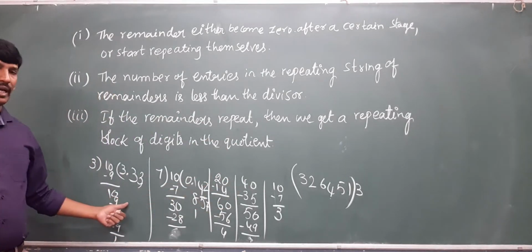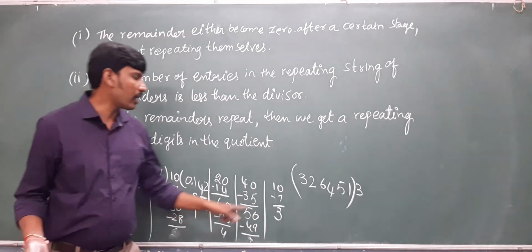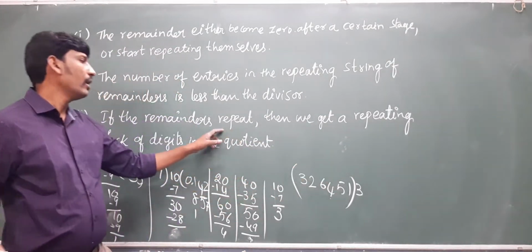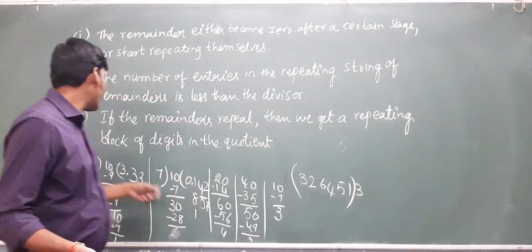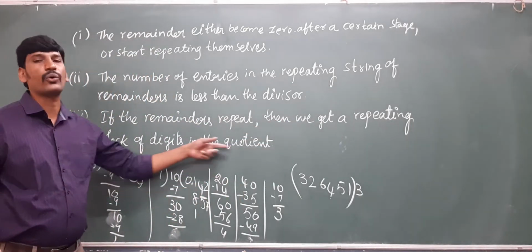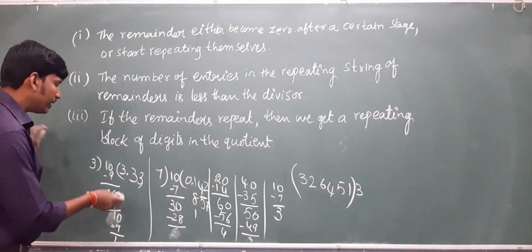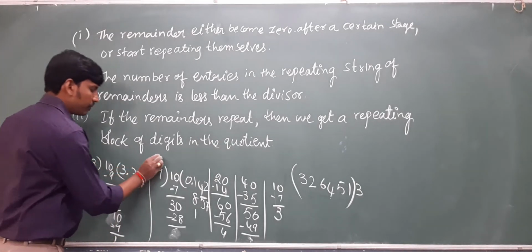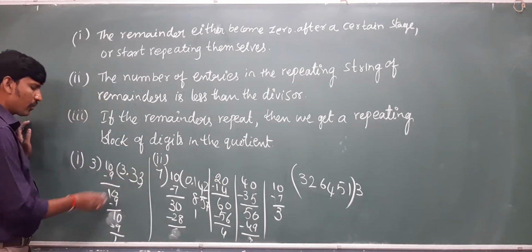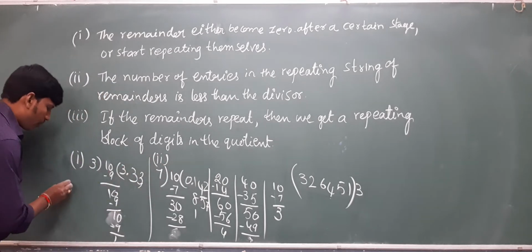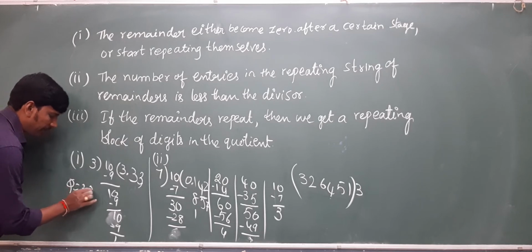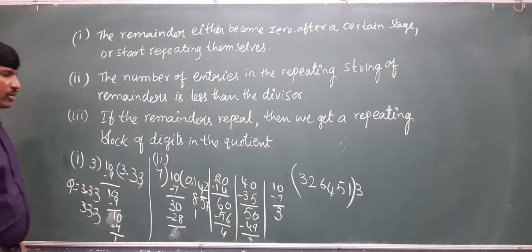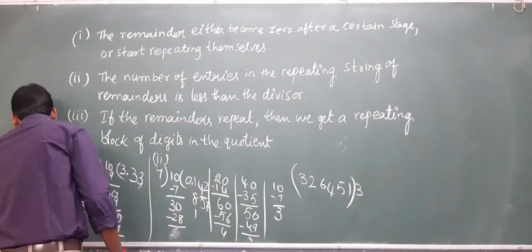here 3 is repeated, here 1 is repeated. Here 3, 2, 6, 4, 5, 1, again 3, 2, 6, 4, 5, 1 is repeated. Clear? Then we get a repeating block of digits in the quotient. In the first example, see the quotient here. The quotient will become 3.333, only 3s we got.